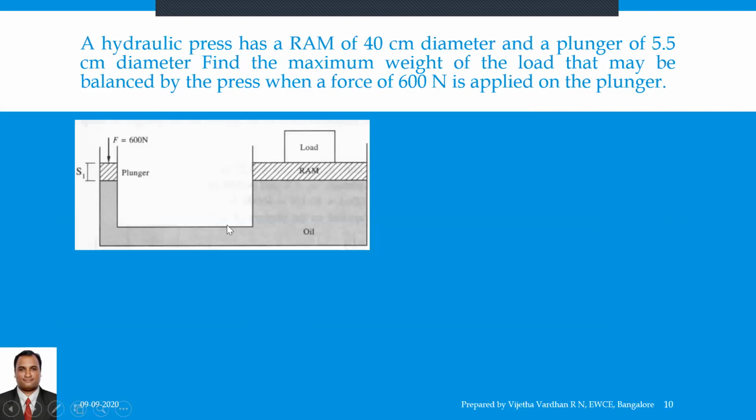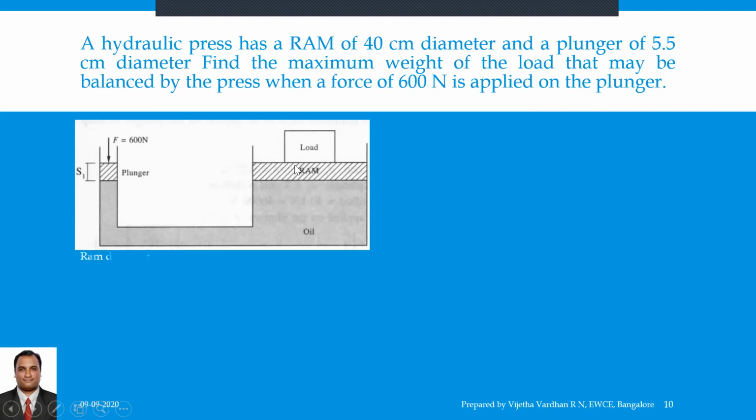That is, when a 600 Newton force is applied on the plunger, it is going to move for a distance of S1 and the ram is going to lift for a distance of S1. Because of this action, how much load is going to be lifted? That is what we need to understand.